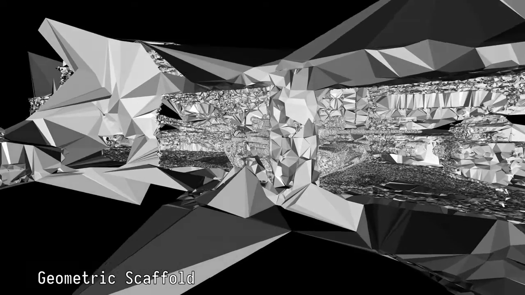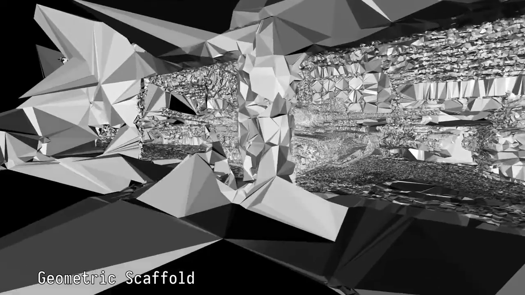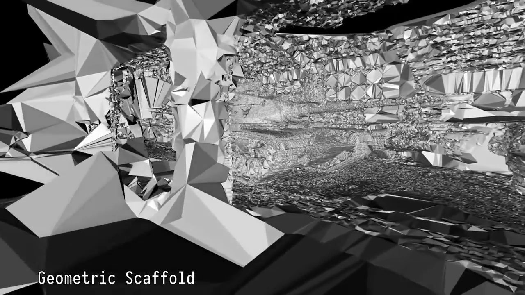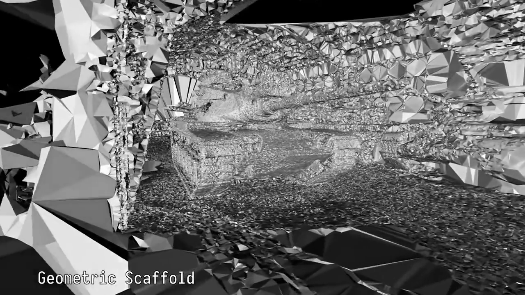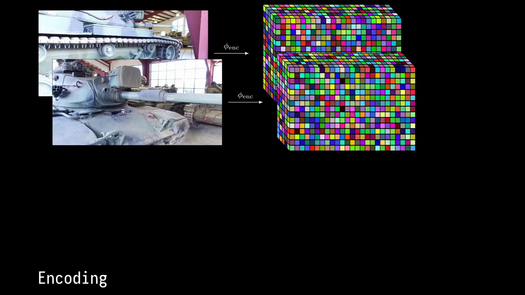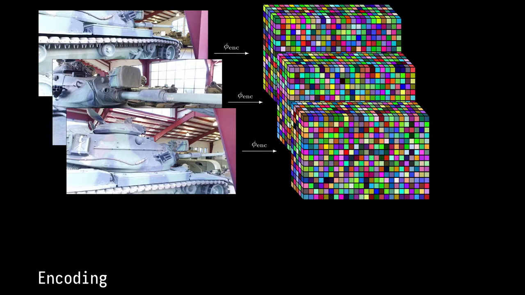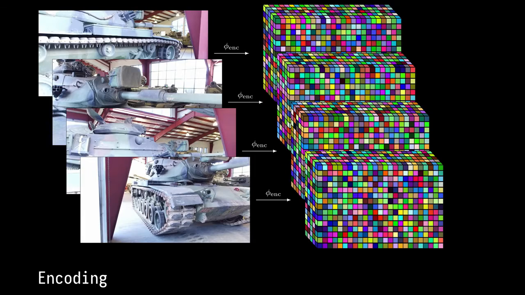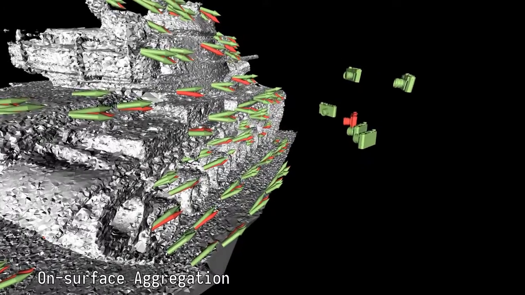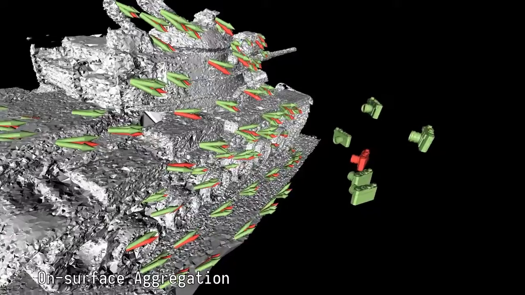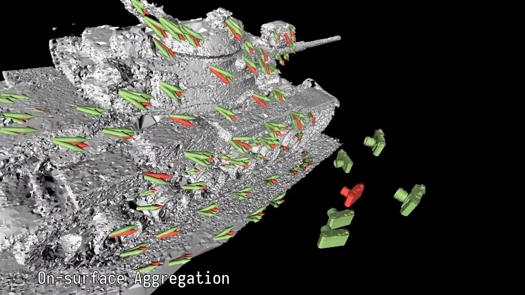Our method aggregates feature vectors projected from the source images directly on a 3D scaffold of the scene. To construct the geometric scaffold, we use structure from motion, multi-view stereo, and surface reconstruction. Each source image of the scene is encoded by a convolutional network to produce a tensor of features. The core of our method is the aggregation of these features directly on the 3D scaffold of the scene.